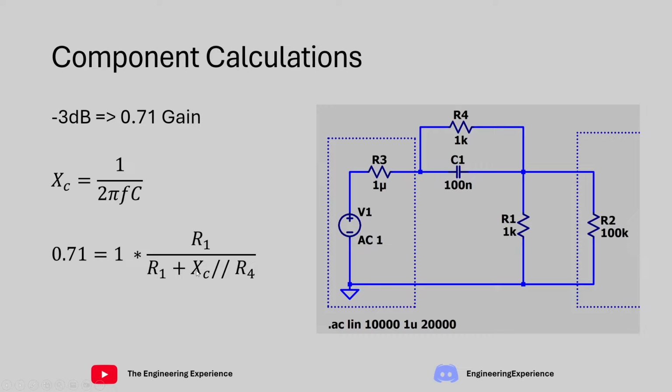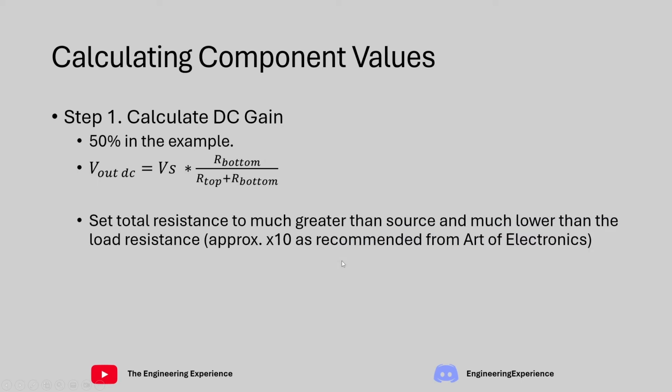And the capacitive reactance can be calculated with this equation over here. As you can see in this equation, you can bring in everything that you need to work out this equation. Obviously, first of all, you would want to calculate the DC gain. If your DC gain was above 0.71, obviously it wouldn't be possible to do this filter anyway. But let's say we're setting the DC point to 50% as in the example, then you can calculate the DC point with this equation over here.